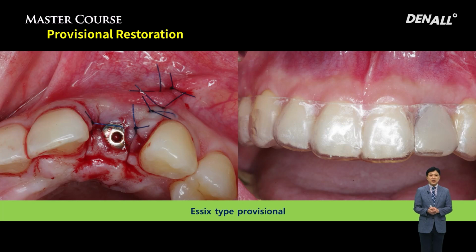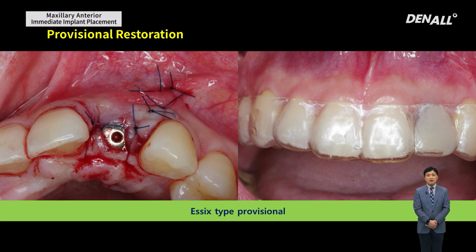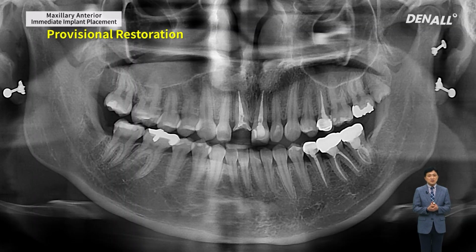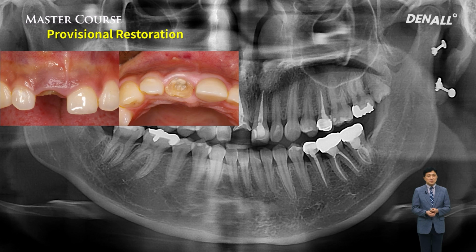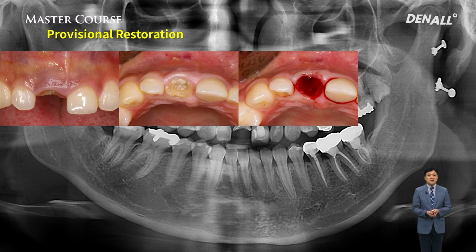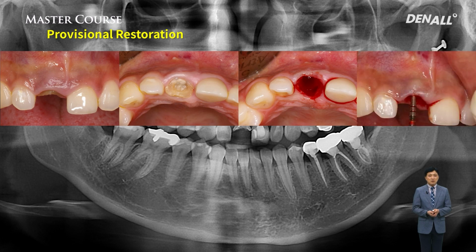Another way is the A6 type provisional. Wafer printing is done for the surgical site. The surgical site would be filled with resin to make the provisional. In this patient, there is a crown root fracture at number 11. So if you look at the photos, they were broken and it was extracted. A flapless surgery was done.